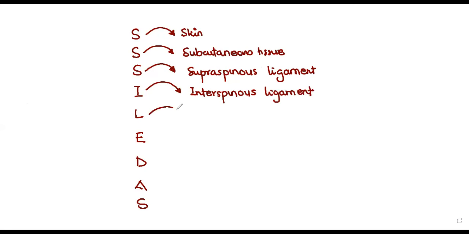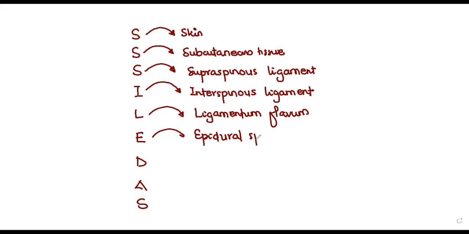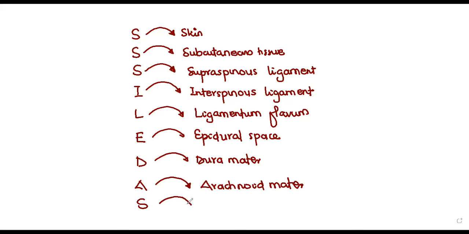And then L for what? Ligamentum flavum. Excellent. E for what? Epidural space. Now you're in the epidural space where there are lots of blood vessels. E for what? The dura mater. Now you're in the dura layer. E for what? Arachnoid mater. And then the S for what? You're in the subarachnoid space. That's where the CSF is flowing. Have you gotten it? Yes, sir. Thank you.